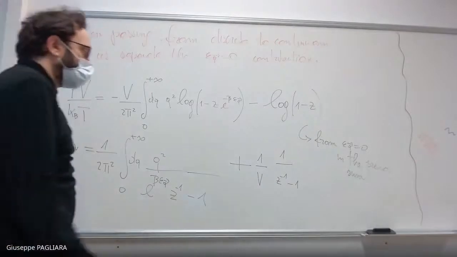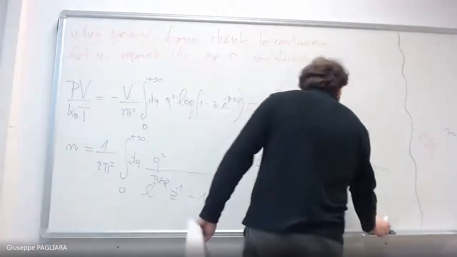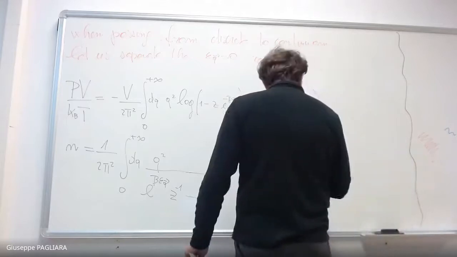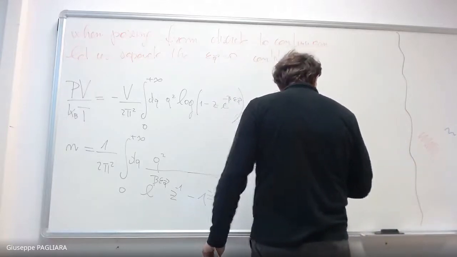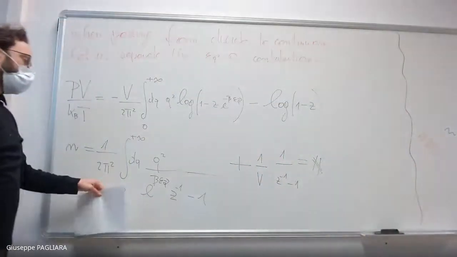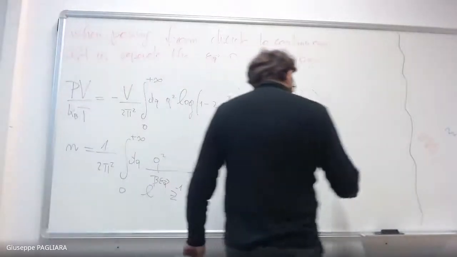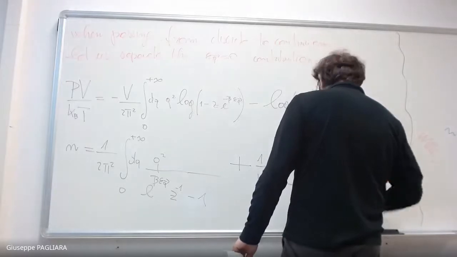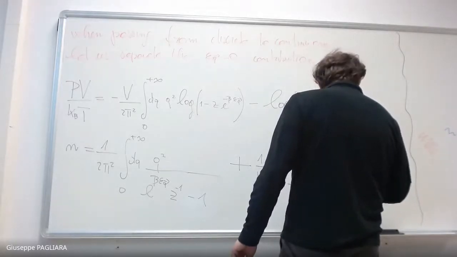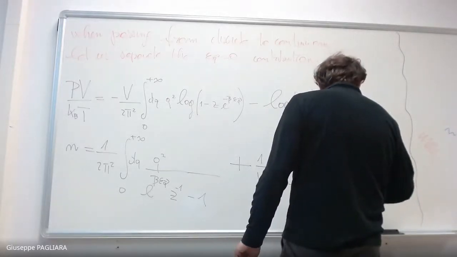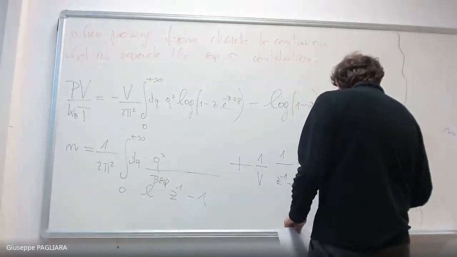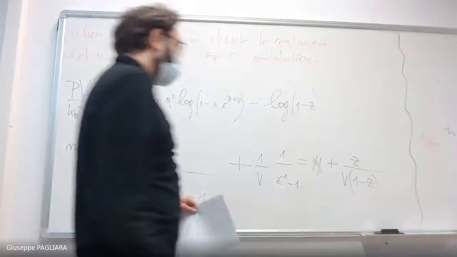which is also equal to the first term that I will not write again, plus z divided by volume, and then I have here 1 minus z.